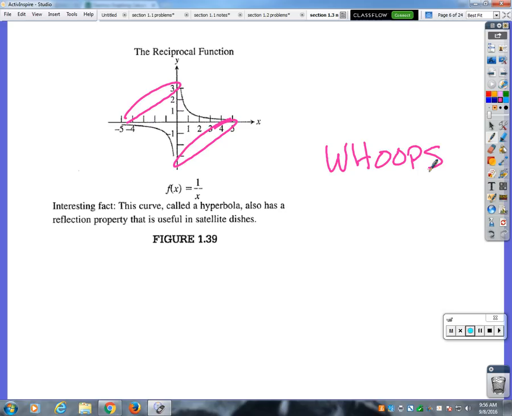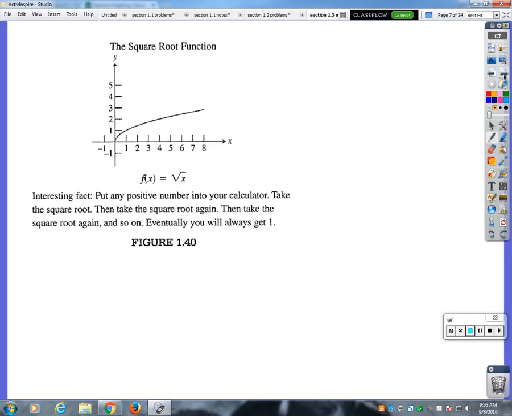Nuclear power didn't take off like we thought it did, oh well. Okay, so that's the reciprocal function.